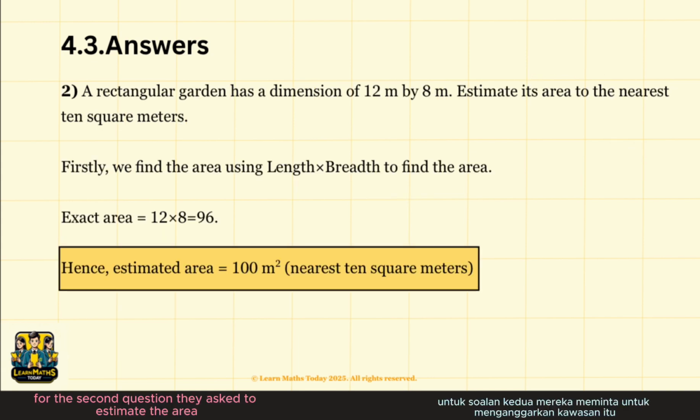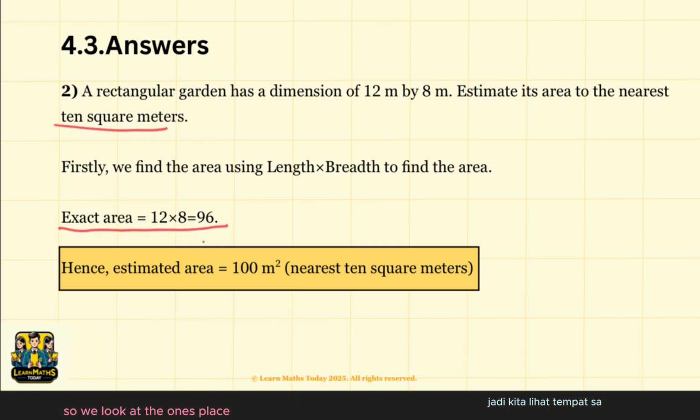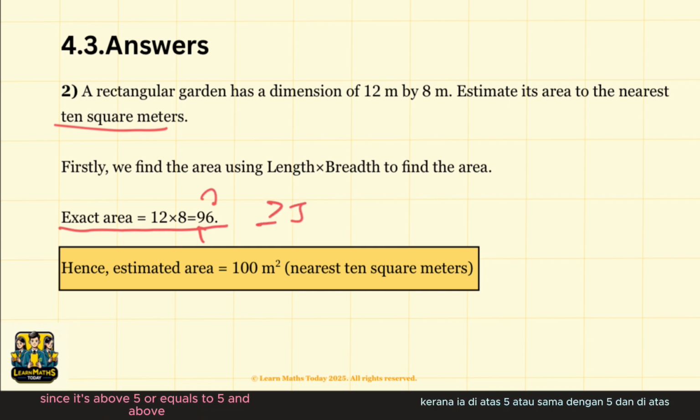For the second question, they asked to estimate the area. So we first find the exact area, which is 96. Now to the nearest 10 square meters, we look at the ones place. Since it's 5 or above, we increase this 9 by 1, so it's 10. So it's 100 meters squared.